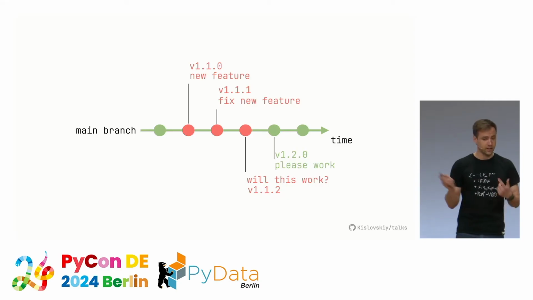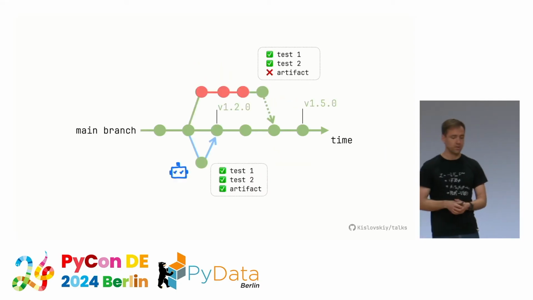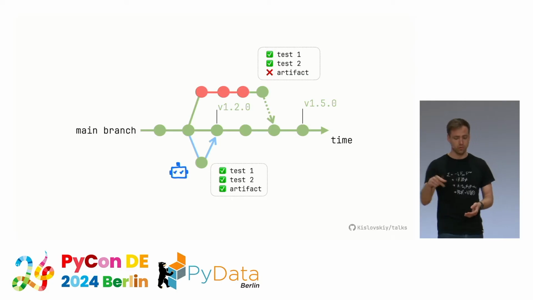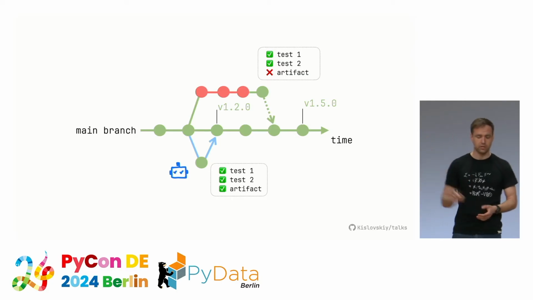Luckily, there is another practice that I really advocate, which is trunk-based development. You basically take this redness and move it to a branch.